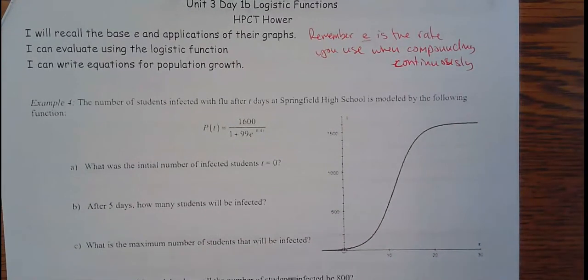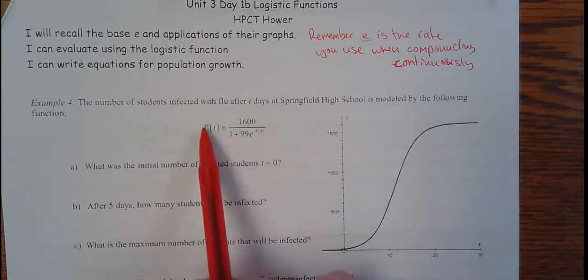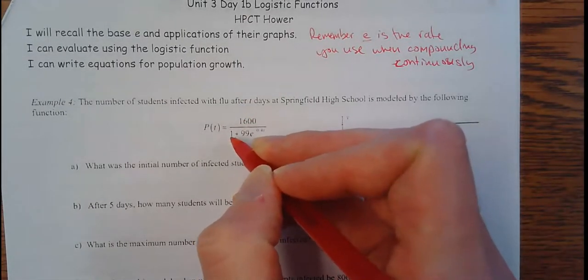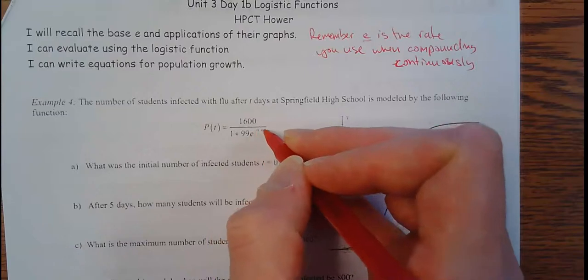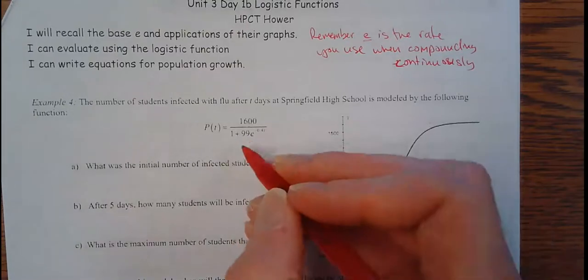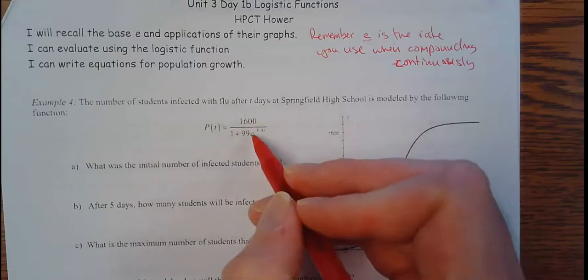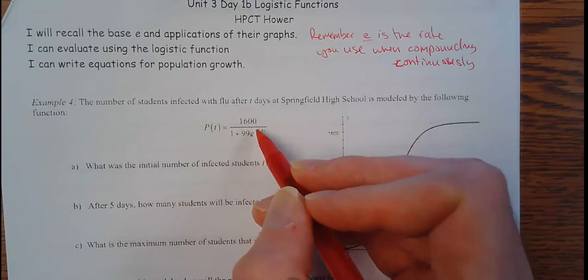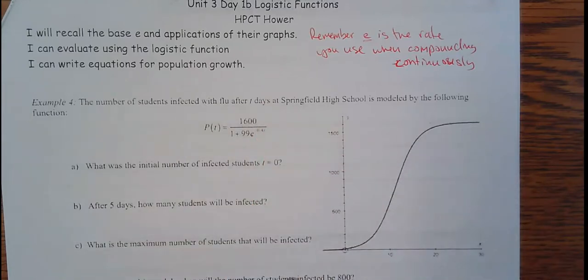Okay. Now, we got an example here. The number of students infected with flu after t days at Springfield High School is modeled by the following function. So it's this function right here. This is a logistic function. It has a number up here. It'll have 1 plus and then some number, e to some number. It doesn't have to have e in there. It can have a different base, and that's okay too. I mean, we typically use e because things are growing continuously, but they could just put a number in there too, like 2 to the negative 0.3 power. It could be anything.